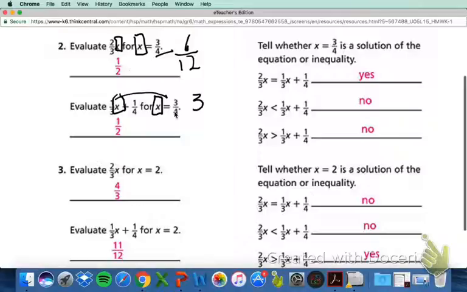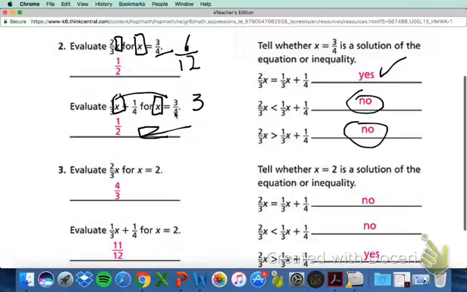Okay, got interrupted there. So once again, I'm sorry, 3/4 times 1/3, which then equals 1/4. Right, so is 1/2 equal to 1/2? Yes. Is 1/2 greater than 1/2? No. Is 1/2 less than 1/2? No. So yes, no, no.